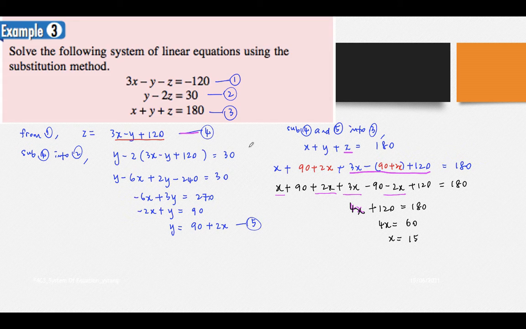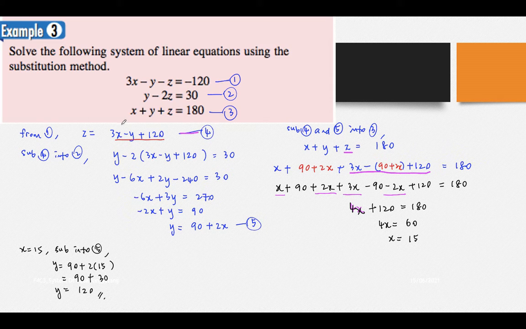So we can move on to the second. Now when X equals 15, I substitute into whichever you want. Okay, substitute here, easy right? Substitute into equation 5. Why? I can get Y. Y will be 90 plus 2X. X is 15, put in 15. So 90 plus 30, this is 120. So we get Y. Y is 120, X is 15.